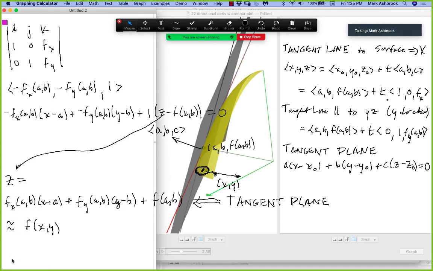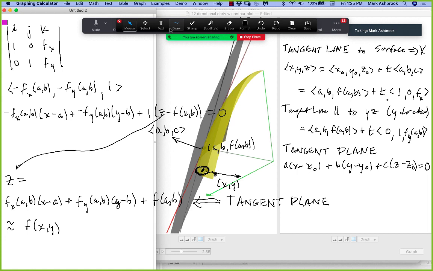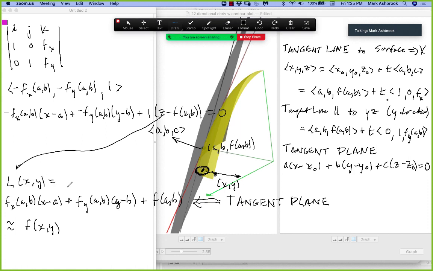So the point is, when we use the tangent plane to estimate values of the function, we call that the linearization. So instead of saying z, we can say L(x,y) for linearization. The linearization of the surface at the point (a, b) is the tangent plane, and that provides good estimates of z values close to the point of tangency.